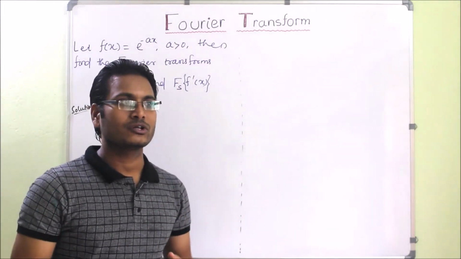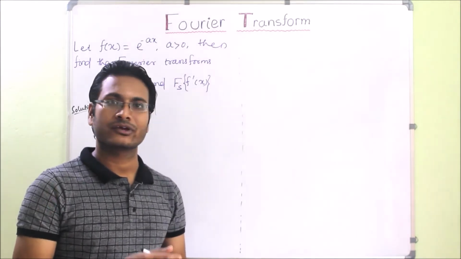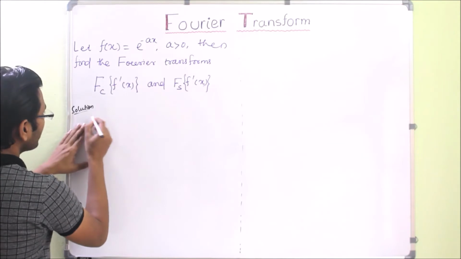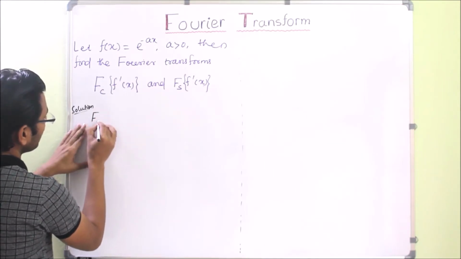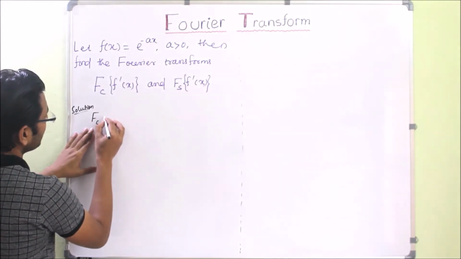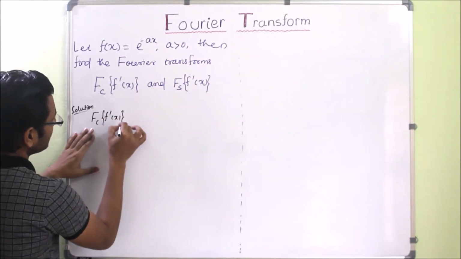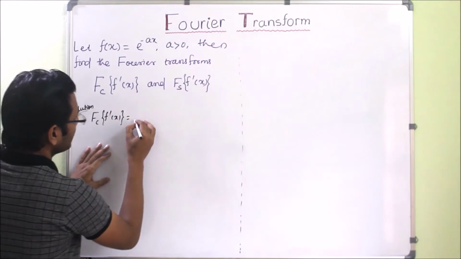So, if you don't know how that formula came, you can see the previous lecture where we have discussed everything. So, we will write the formula directly, then we will solve. So, Fc, that is Fourier cosine transform of f dash x. So, this will be what?